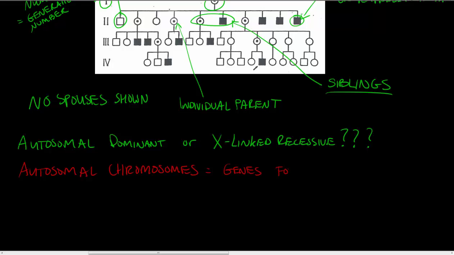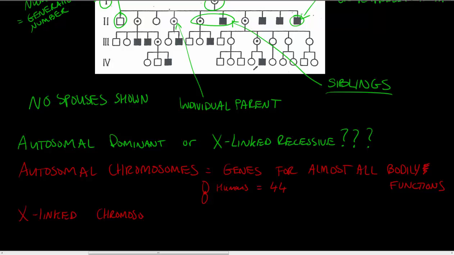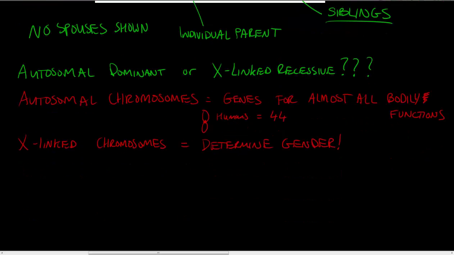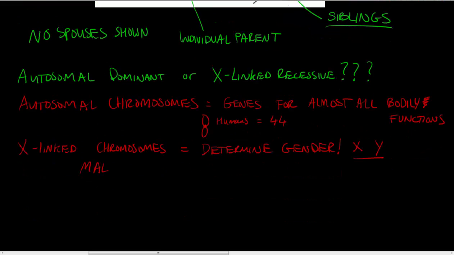Autosomal chromosomes contain genes that determine almost all of our bodily functions. In humans, we have 44 of these autosomal chromosomes, and sorry, this says X-linked. I was supposed to put sex-linked. Our sex-linked chromosomes determine gender, and they are the X and the Y chromosome. Males have an X and a Y chromosome, and females have an X and X chromosome.